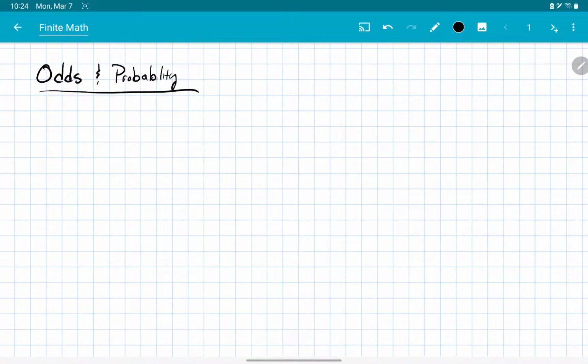So odds. You've probably heard of odds. Things like 3-to-1 odds. So the book wants to talk a little bit about how you go from probability to odds. What does 3-to-1 mean in terms of probability, right? And if you're a decent gambler, you probably know this stuff already, right? So 3-to-1 odds equals what probability?